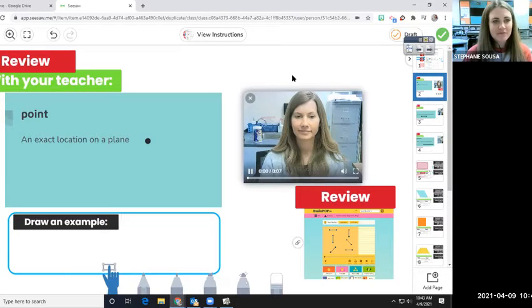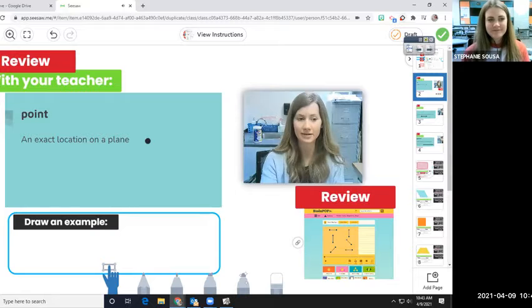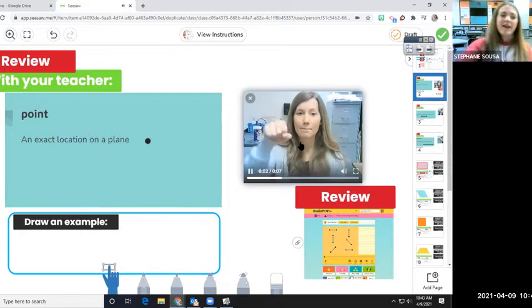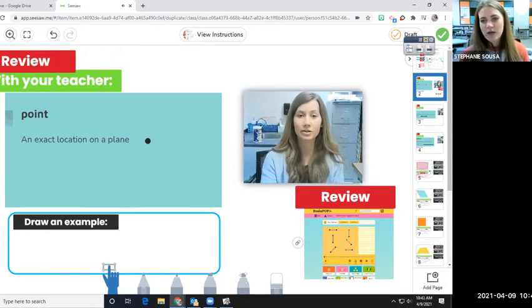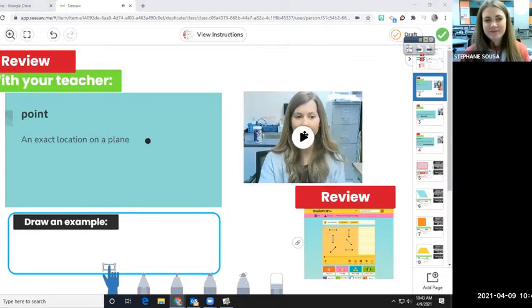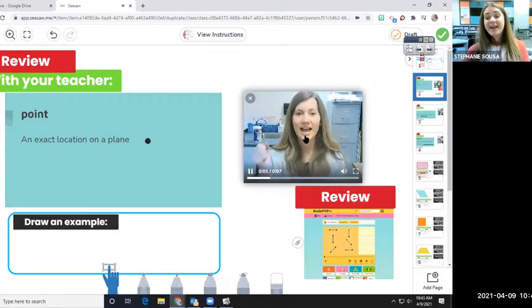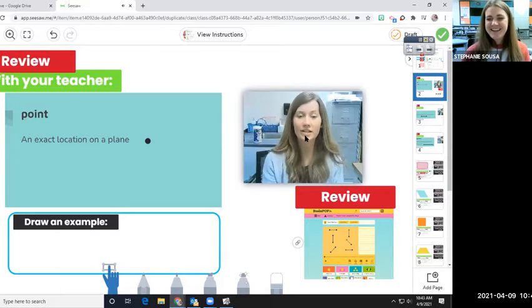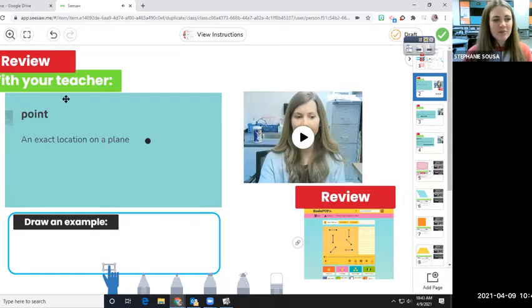Point. A point is an exact location on a plane. Let's do it again. A point is an exact location on a plane. And again. A point is an exact location on a plane. Look at this. There's our definition. It's asking us to draw an example. Let's draw an example of a point.